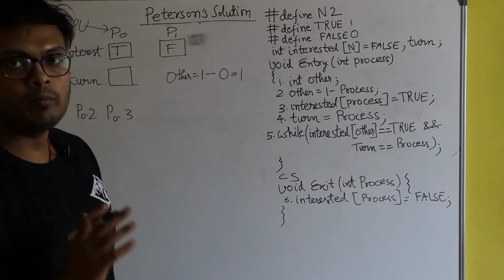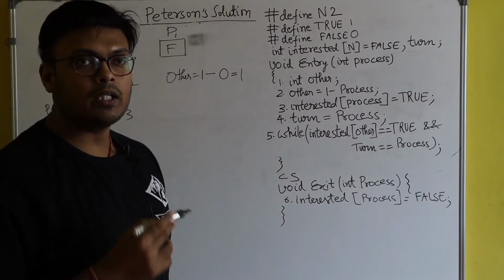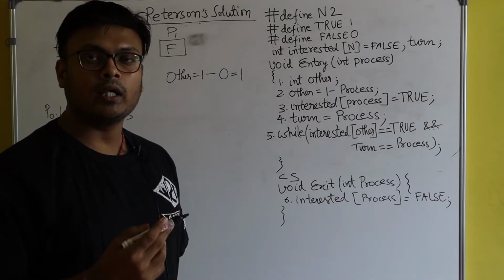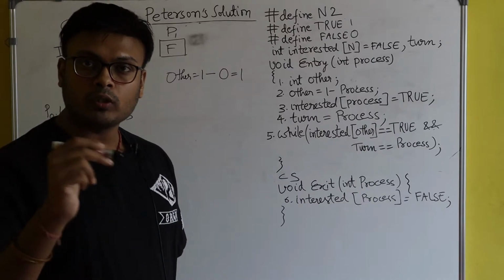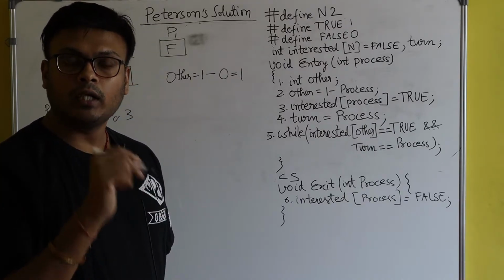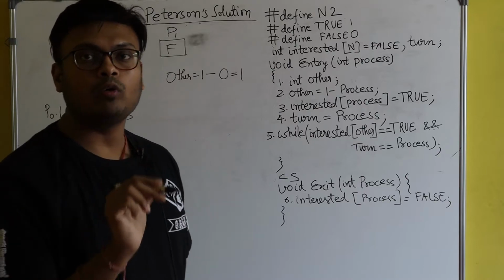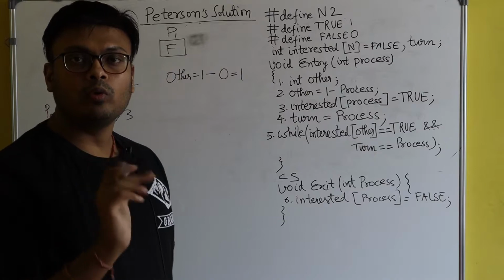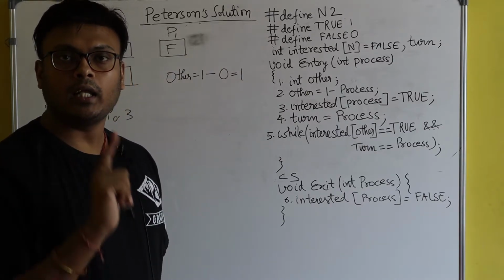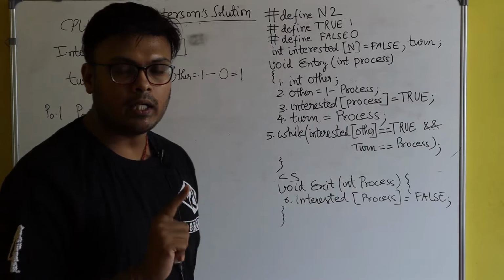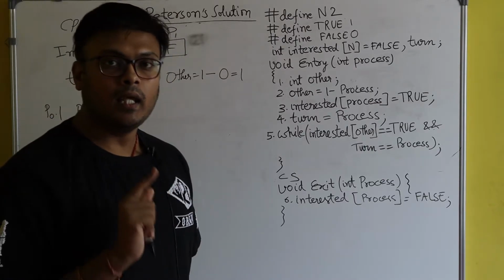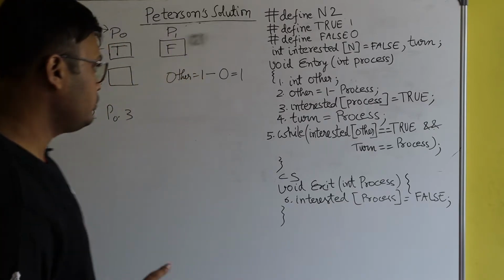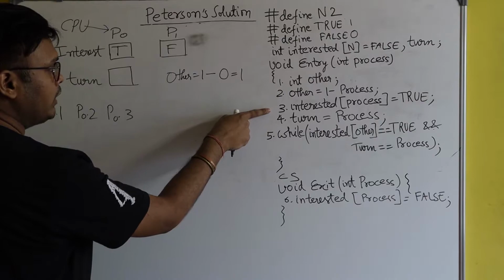And also, please remember one thing: if the interest is true, it means the process is interested to enter the critical section, and also if the process is inside the critical section, then the interest variable of that particular process will be true. The interest variable will be true in two cases. The first case is if a process is interested to enter inside the critical section, and the second case is if the process is already inside the critical section. Okay. So we have executed line number 3.